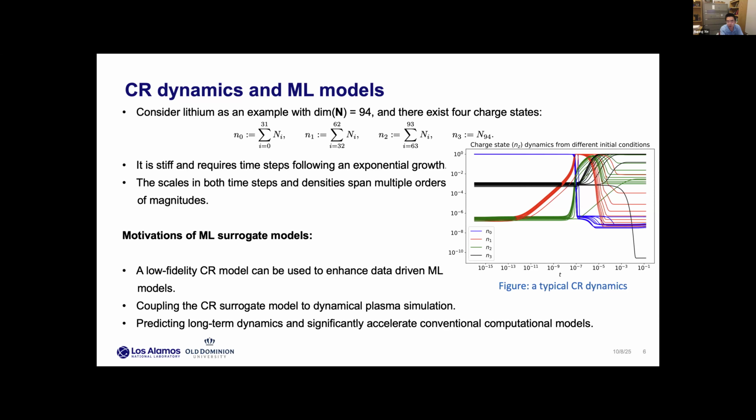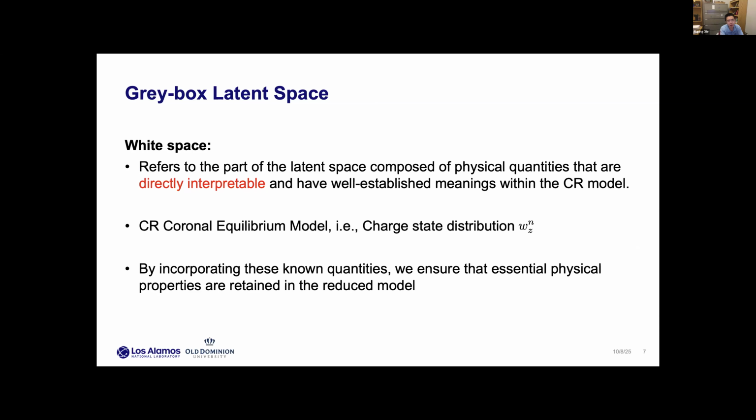This brings the motivation for ML and AI-based surrogate models. We need to propose a higher fidelity CR model that can be used to enhance data-driven ML models. Eventually we want to couple the CR surrogate model to the real dynamic plasma simulation to make real-time prediction and control. That's the goal for this project. So in our work, we propose a gray box latent space.